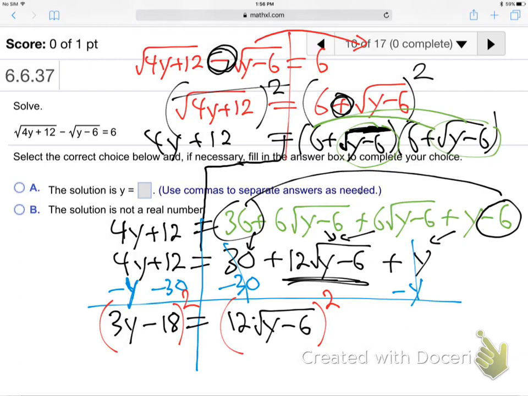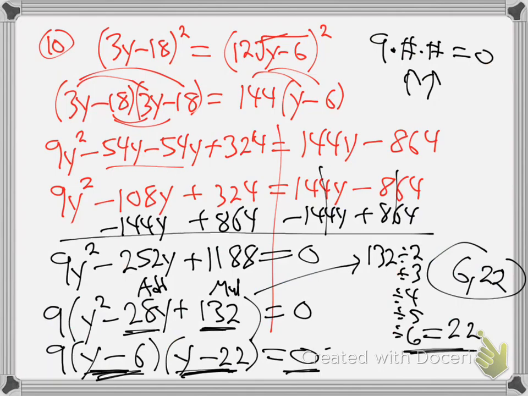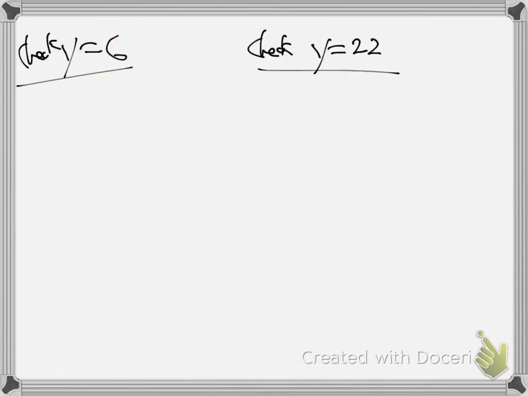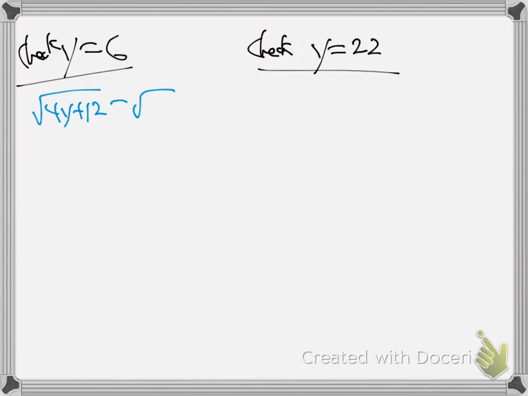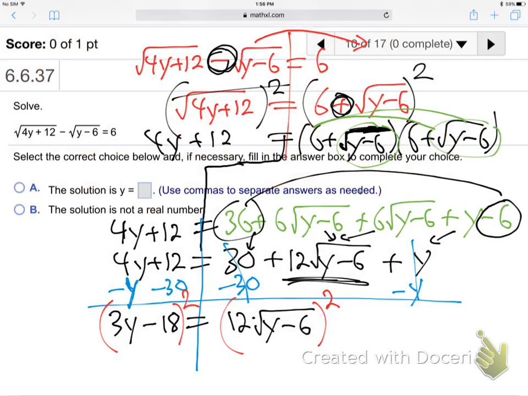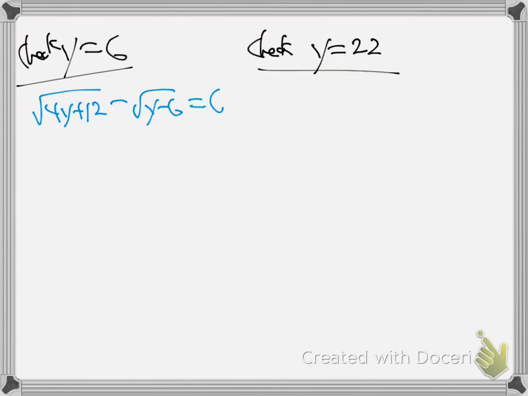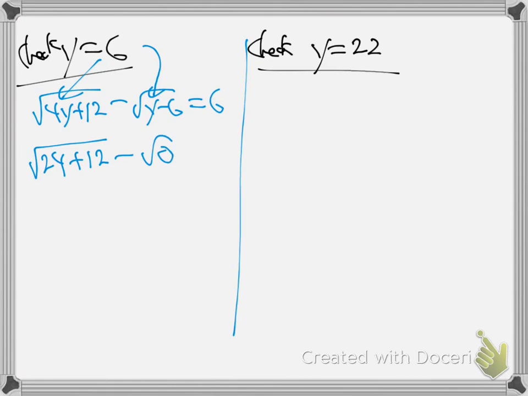And what was the original question? Square root of 4y plus 12 minus square root of y minus 6 equals 6. So there was the question. Put in the 6. Square root of 4 times 6 plus 12. I'm going to go quick here if that's okay. I'm tired of this problem. Minus the square root of 0. That's the square root of 36. 6 minus nothing is 6.